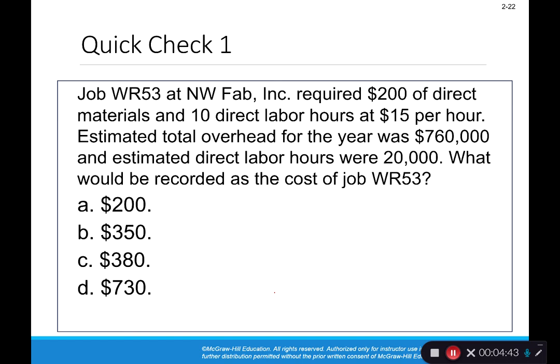So job WR53 at NW Fab Inc. required 200 direct materials, 10 direct labor hours at $15 an hour. Estimated overhead was $760. Estimated direct labor hours were 20. What's the recorded cost of the job? So pause the video now and give it a try, and then we'll come back and see if you come to the same conclusions that I do.